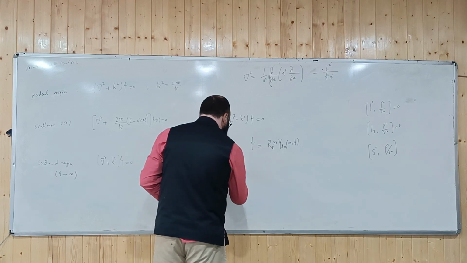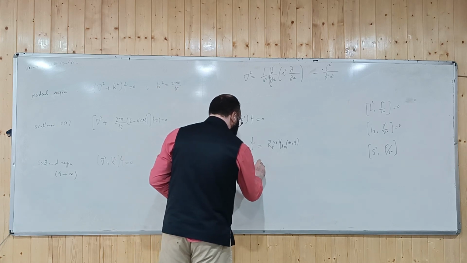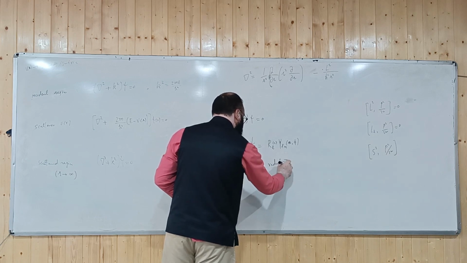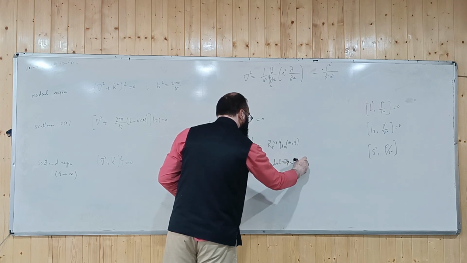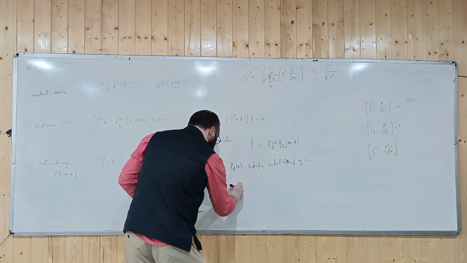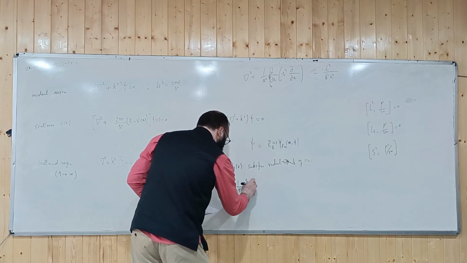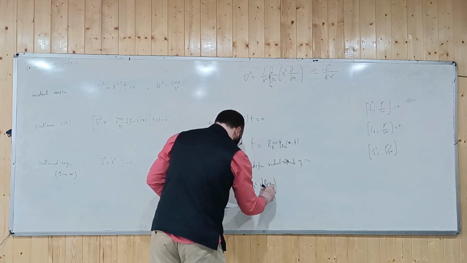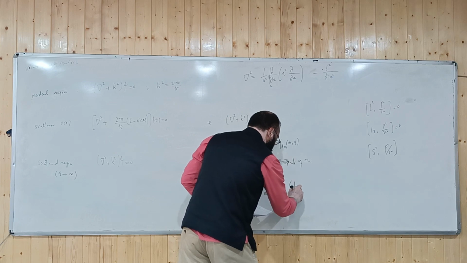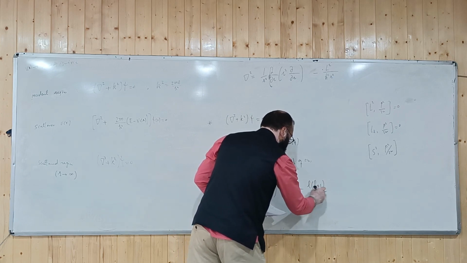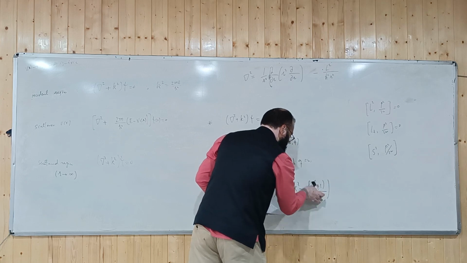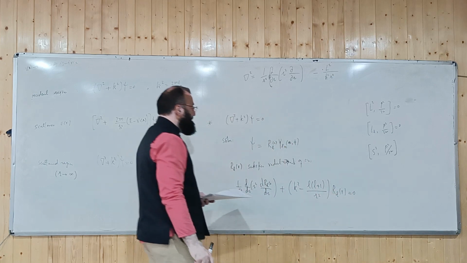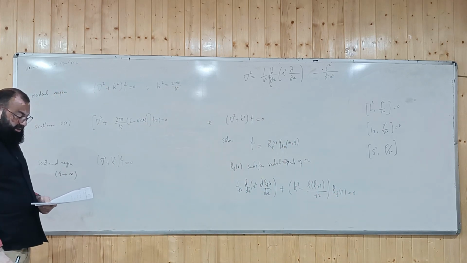So I will write that R_L(r) satisfies the radial part of the equation. What is that? It's 1 by r squared d by dr of r squared d R_L by dr, plus k squared minus L into L plus 1 divided by r squared. This we sometimes call the centrifugal term because it arises from the angular momentum. So this is our radial equation.